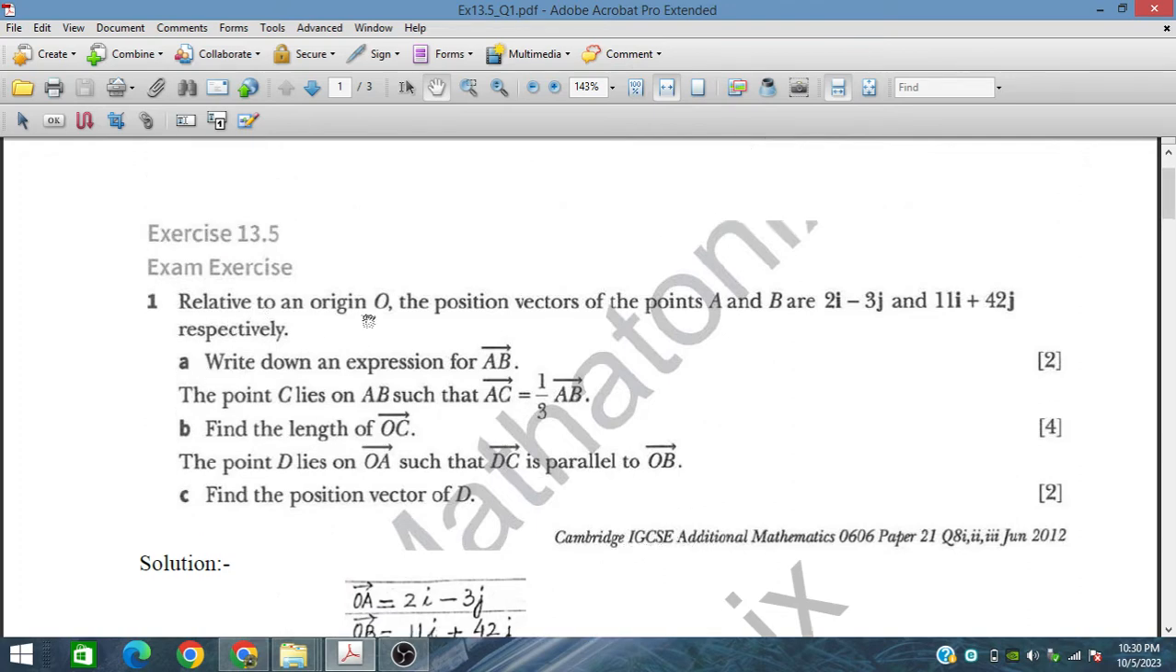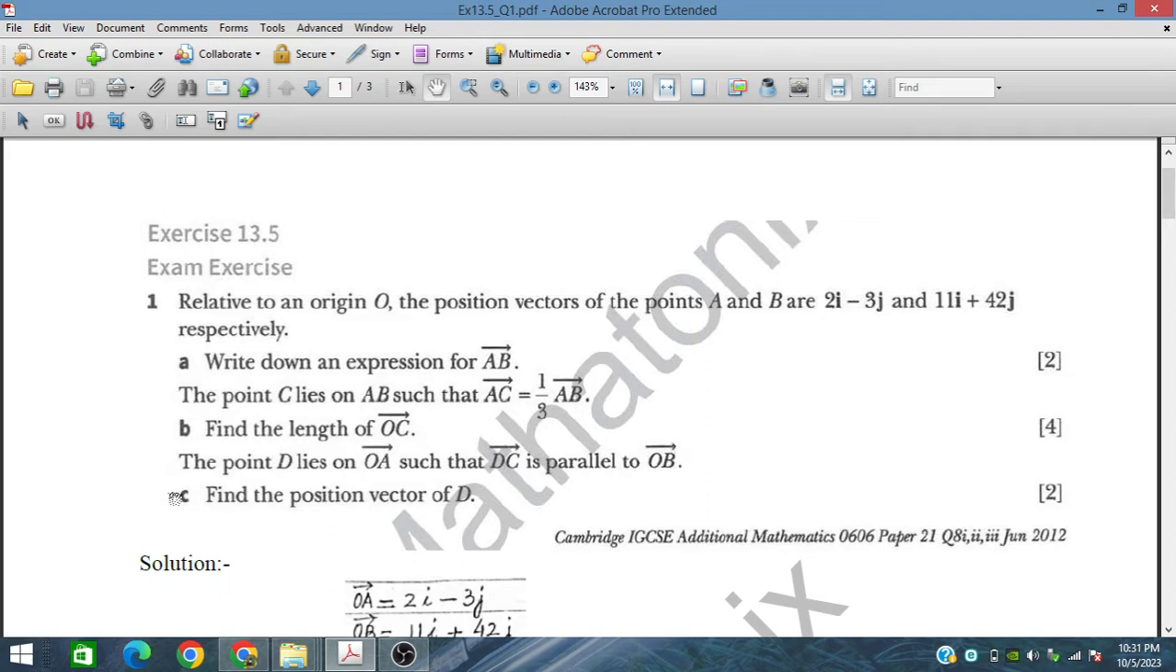In the first part, we are given, relative to an origin, the two position vectors A and B, given as 2i minus 3j and 11i plus 42j. This is OA and this is OB. From this OA and OB, we have to write down the expression for AB. This is important and very easy. But in part B, the point C lies on AB, such that AC is equal to 1/3 of AB. So we have to find AC and then we have to find OC from this AC.